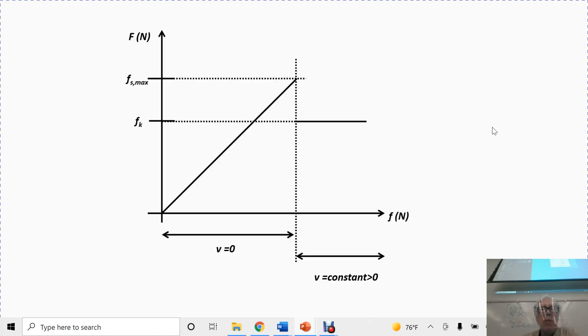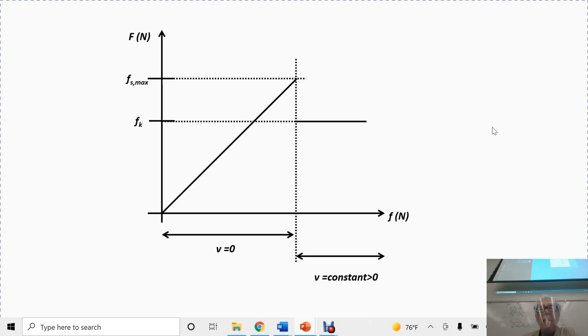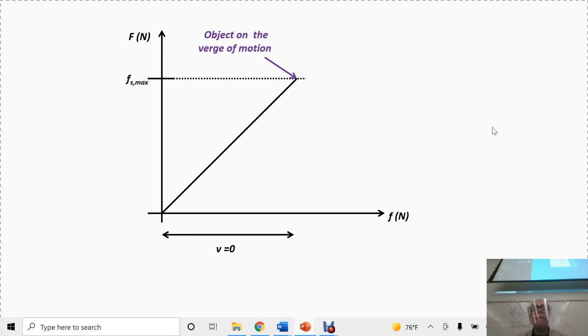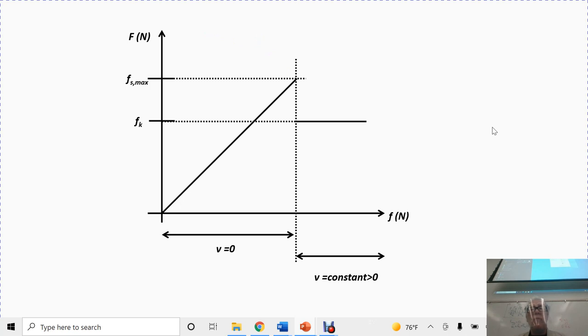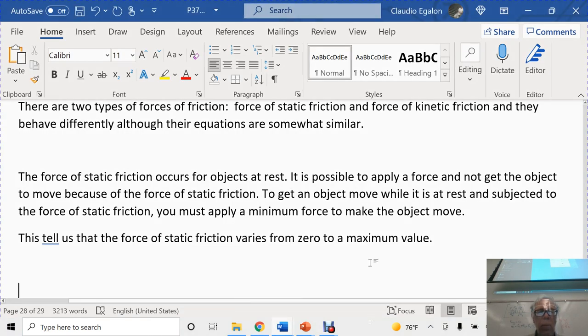Let me see if I have another one here. Nope. 634. Did you get the idea? Now we can start talking about the maximum value of the force of static friction and the value of the force of kinetic friction. Okay, here you go. Now I gotta talk about that.